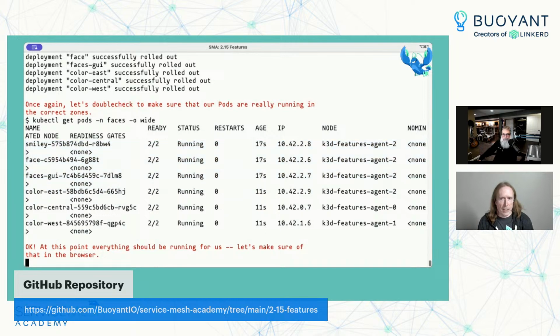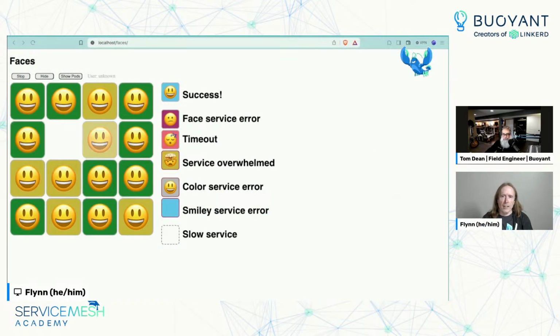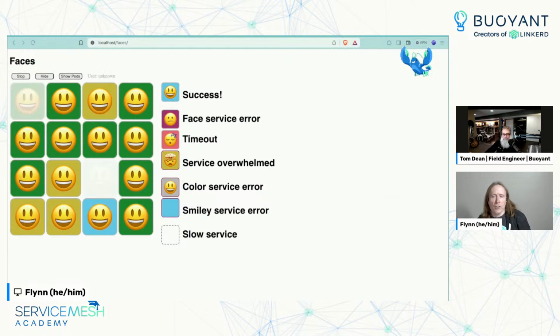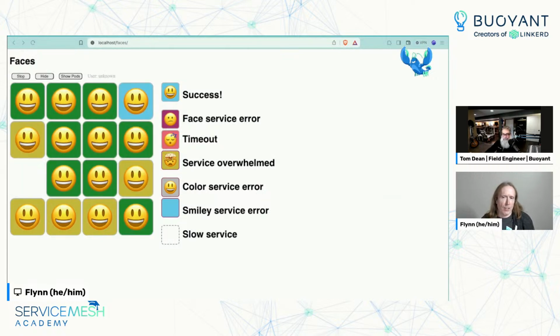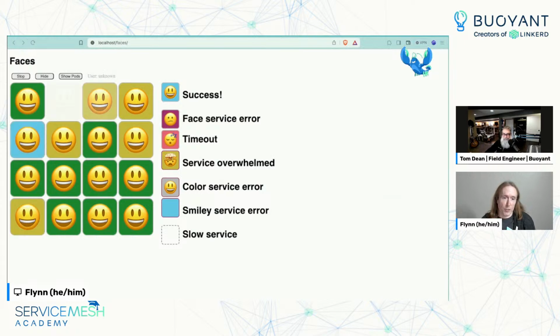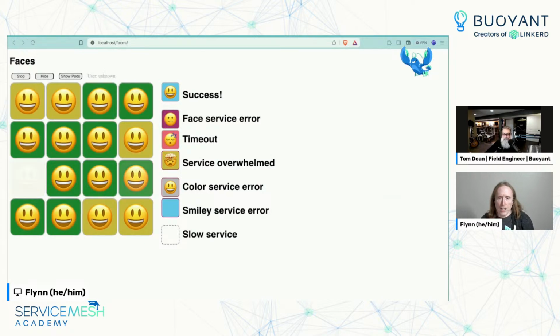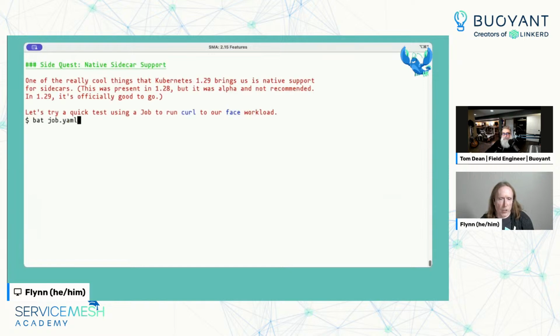And if we're really lucky, we can come over and see this in the browser. Yay! You'll notice that there are a lot of different colors going on in there. That is because we have not done anything to prevent that. So we're going to come back to that. But first, we're going to do a quick side quest about native sidecars.